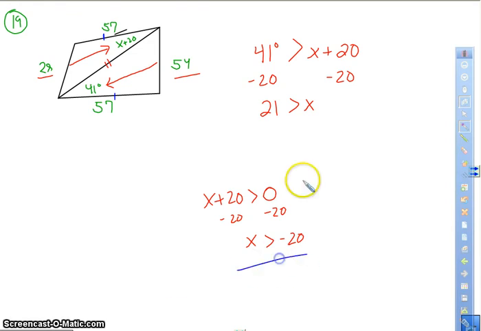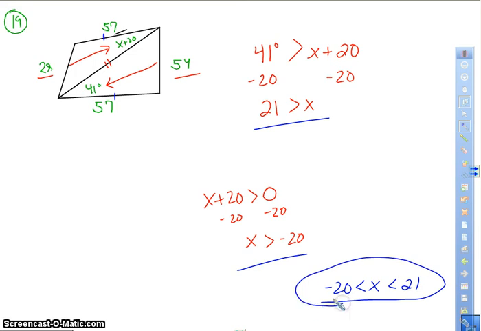So I know that negative 20 is less than x, which is less than 21, and that would be my total solution here. So you're including the fact that the angle measurement has to be greater than 0 as well.